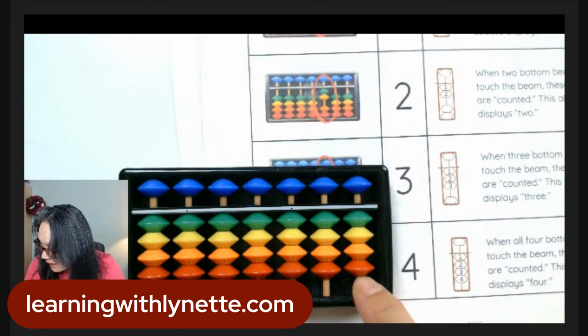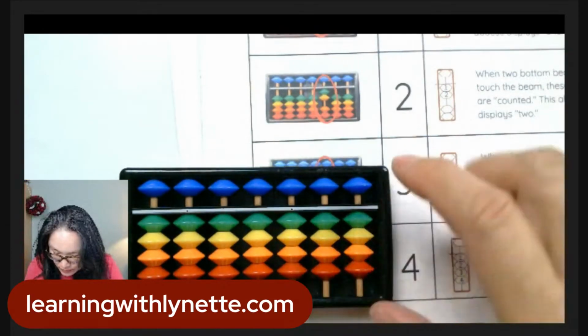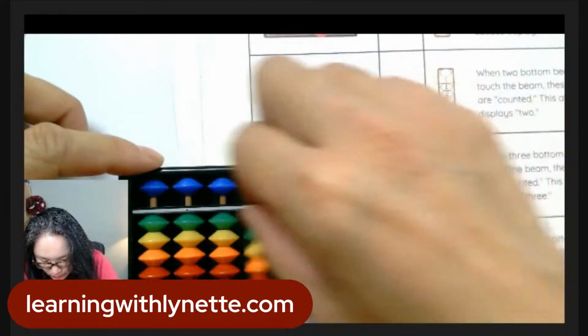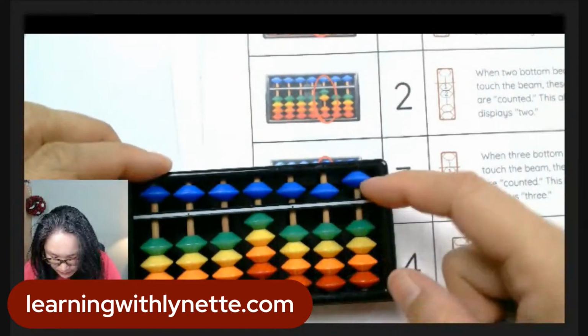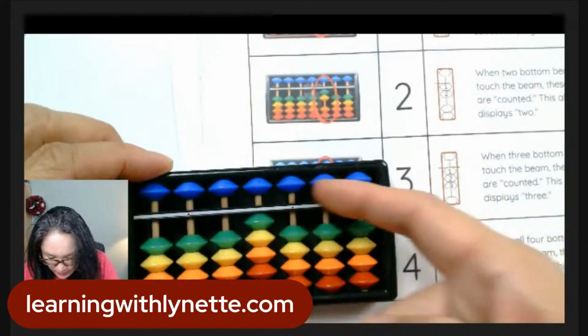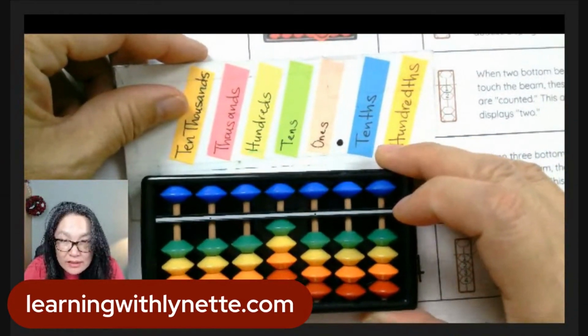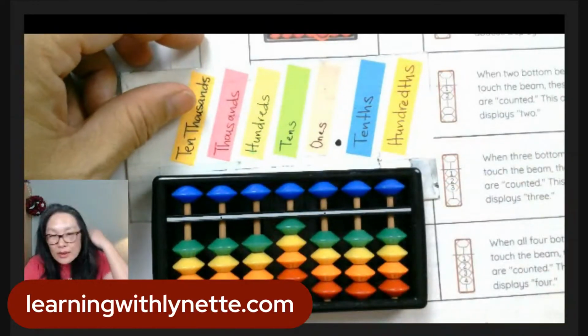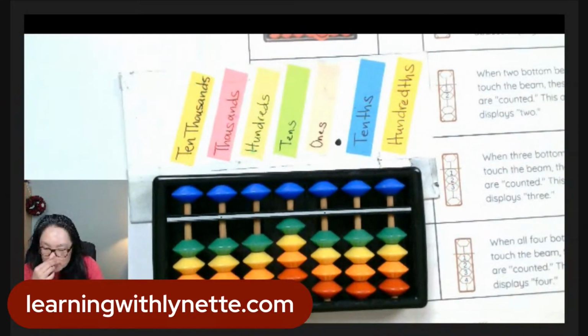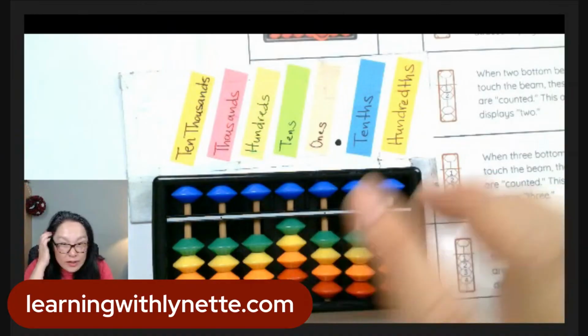But then this means we're going to do columns. When we have this number, this is 40. Now, why is this 40? This is 40 because I have my tens. So if I match it up, I have my ones, my tens, my hundreds, my thousands, my 10,000.